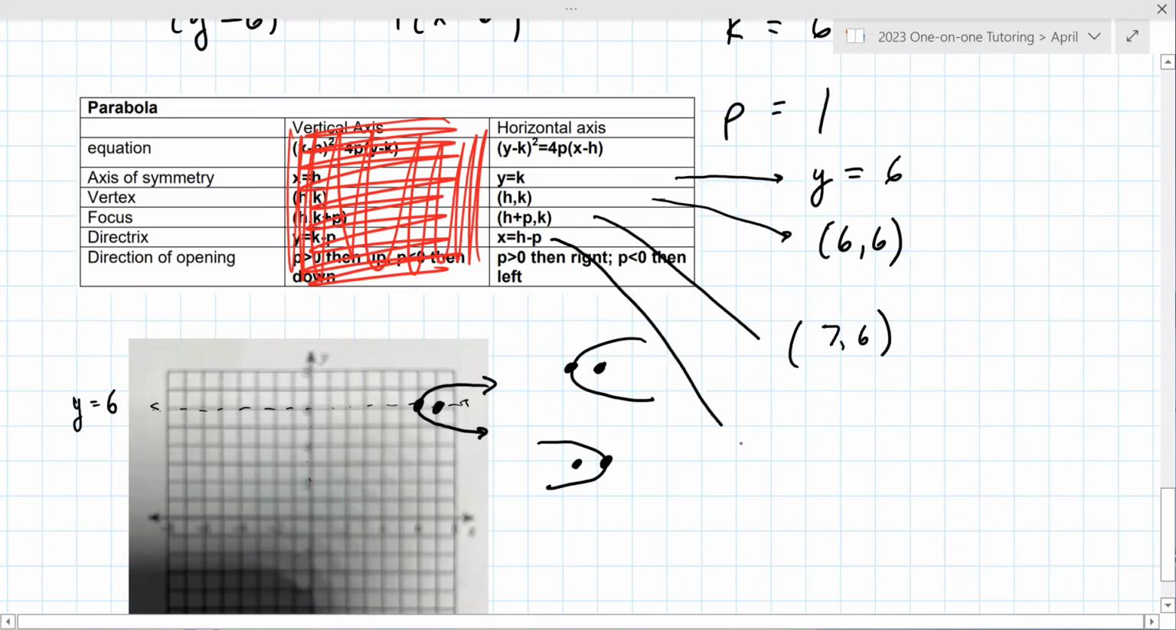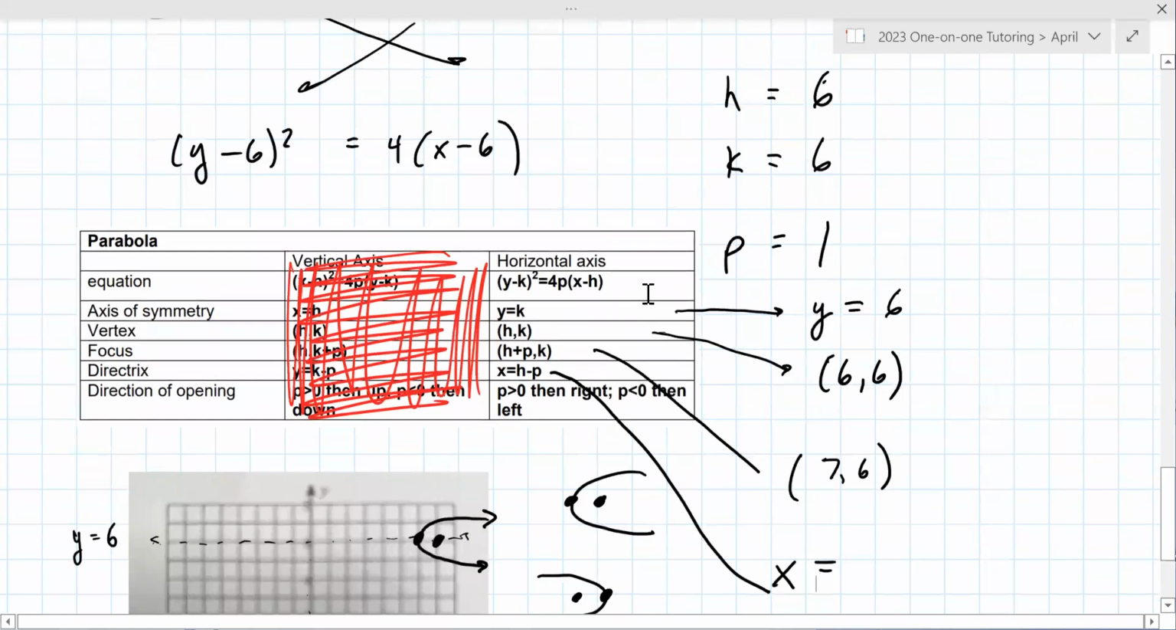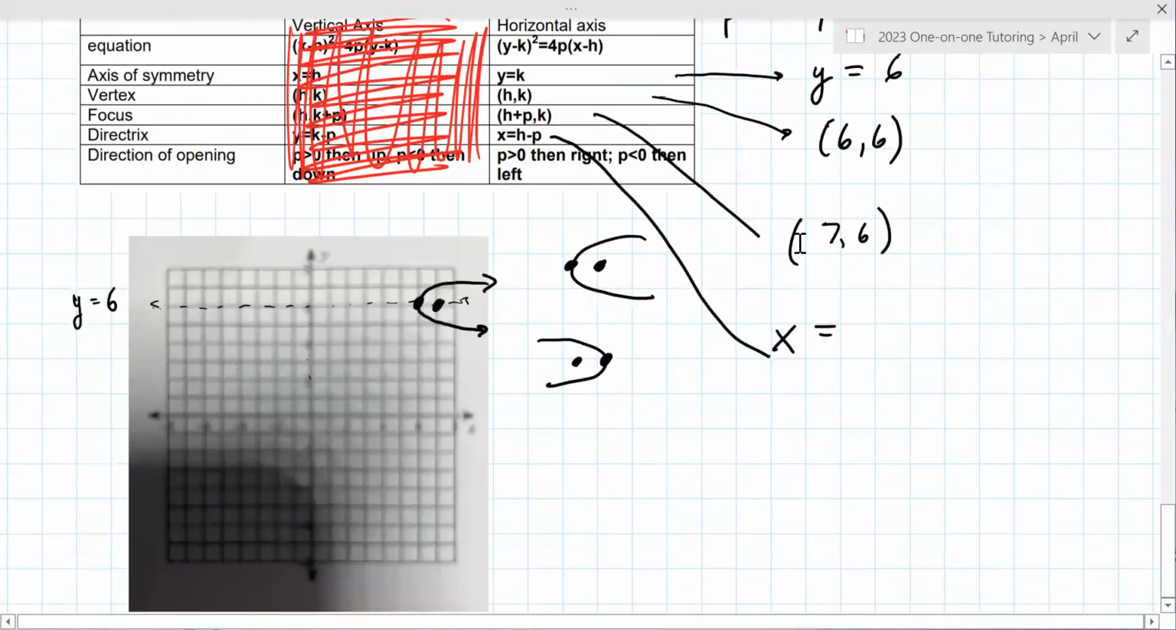How about the directrix? X equals H minus P. What is that? X equals 5. And we mentioned this earlier, this is a vertical line here at X equals 5. I know it's really zoomed in here, but is that distance there equidistant to that point there? It is. Yeah, it's 1. Okay. All right.